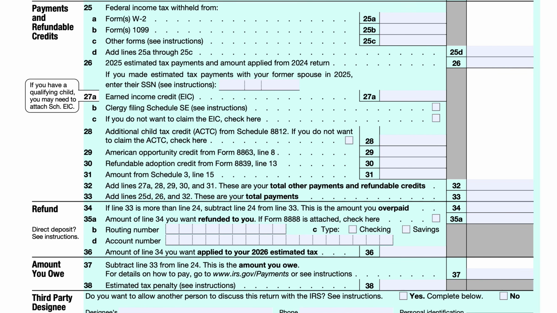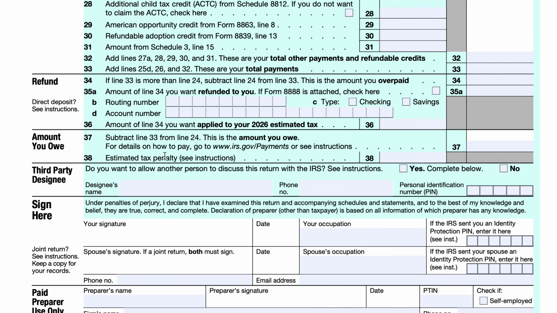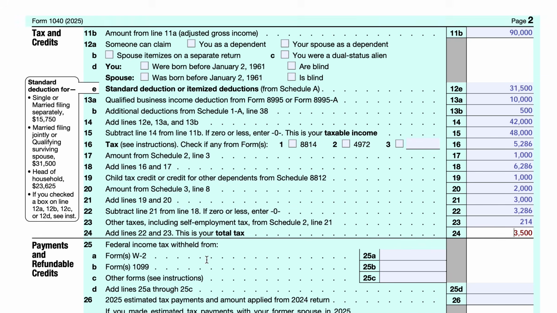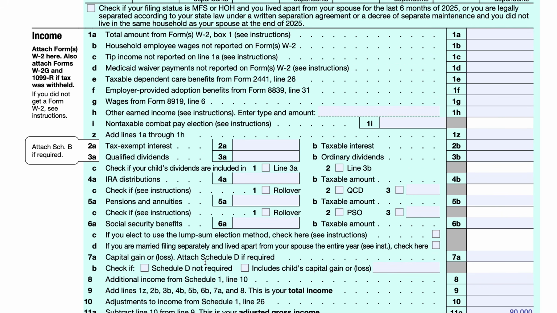Over IRS Form 1040, payments and refundable credits, as well as the refund amount you owe section and the rest of the signatures that you would see on the back of your Form 1040. So this is the last in a series of videos where we've broken down the 2025 Form 1040 into 4 basic areas. So this is part of a playlist.